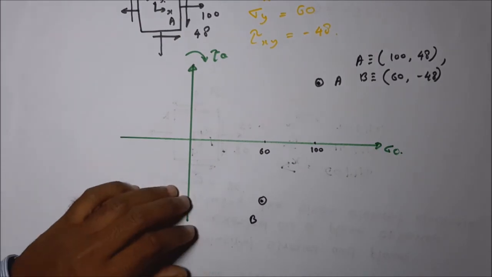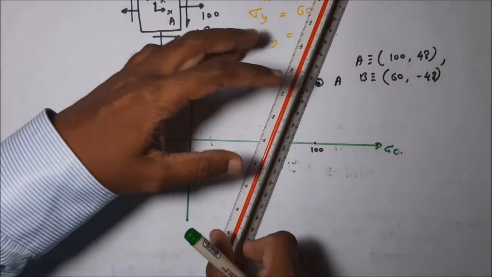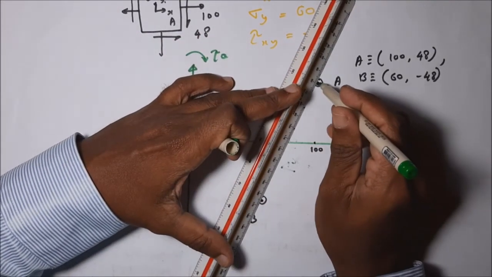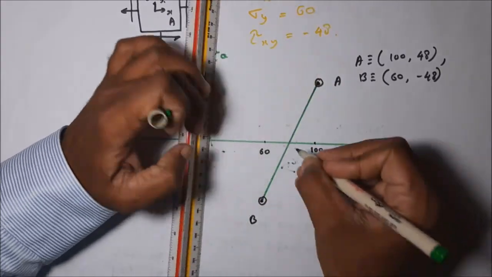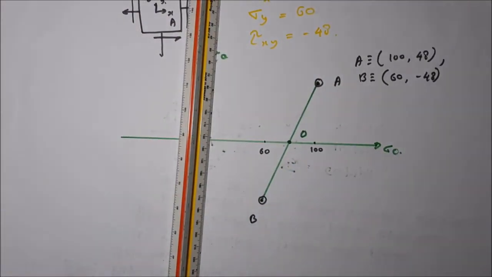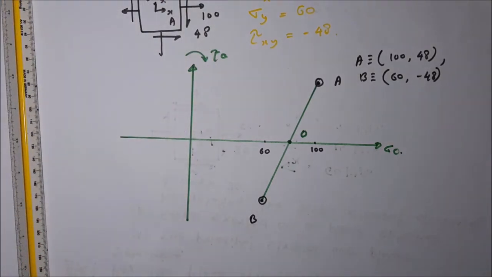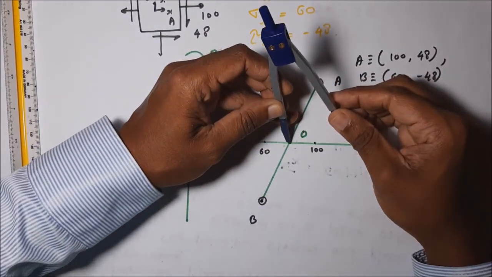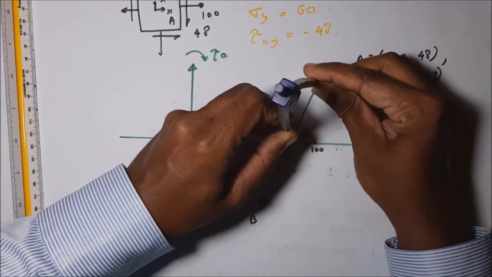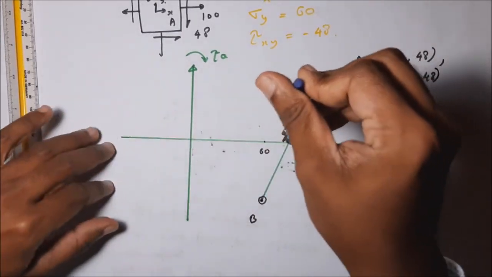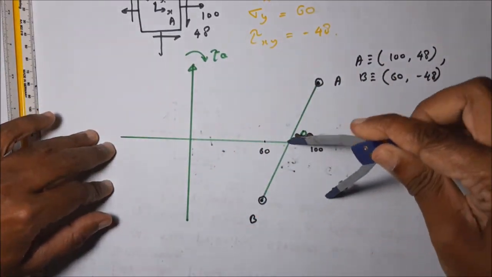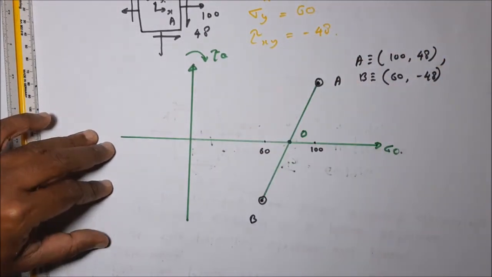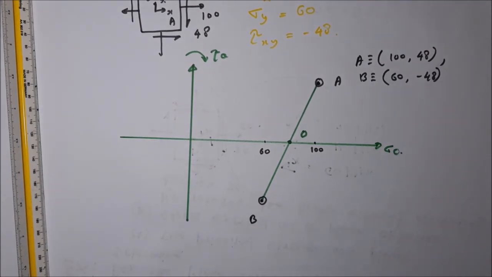Okay, then what is the next step? Join the two points A and B. Then mark the point O. Take the radius OA, then draw the circle. You can directly sketch, no need to use the compass to draw the circle. This is a sketch. Then draw the circle.